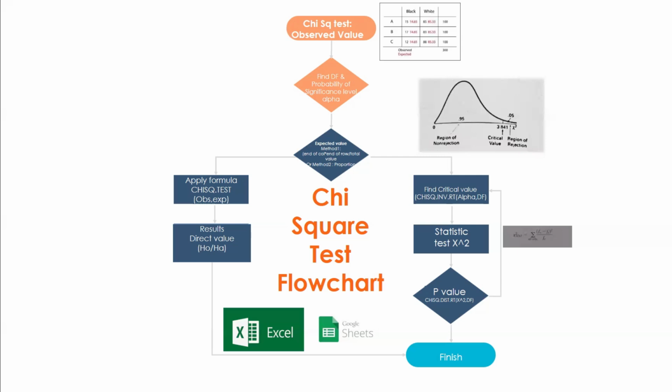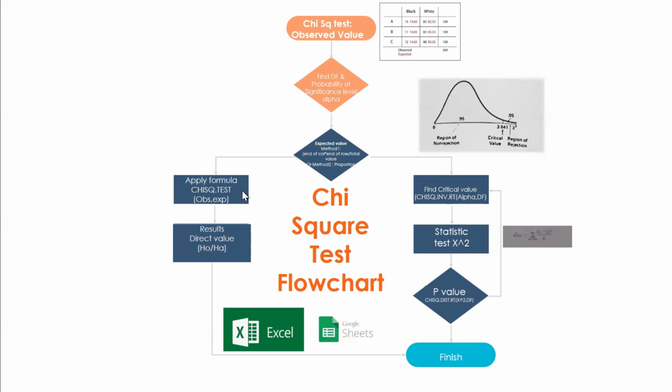Now for the expected value, there are two kinds of options you have. One option is the manual method: column total times row total divided by the grand total. You can do that for each observed value in order to find the expected value. Another one is the proportion method, which we discussed in the past.